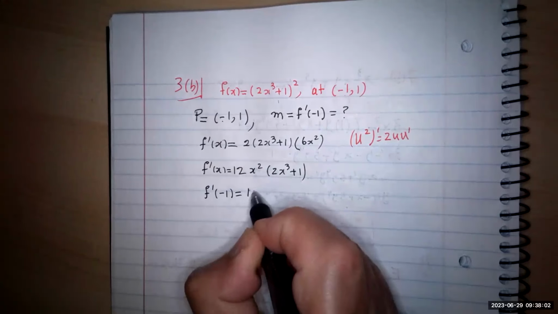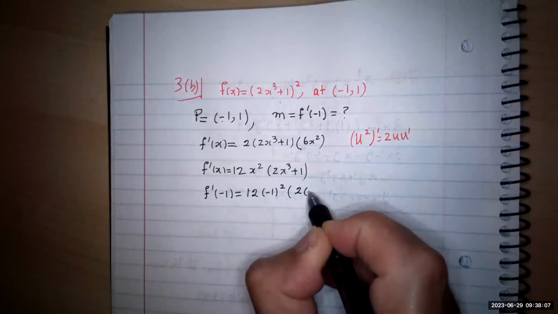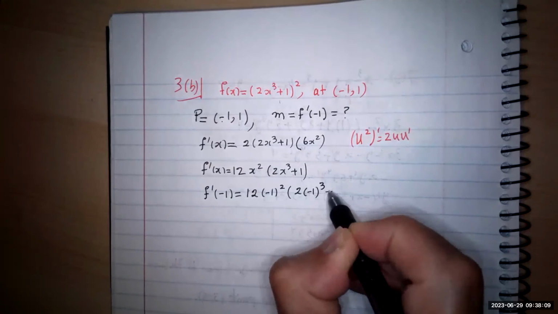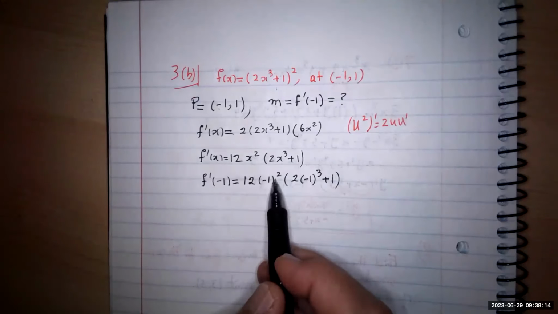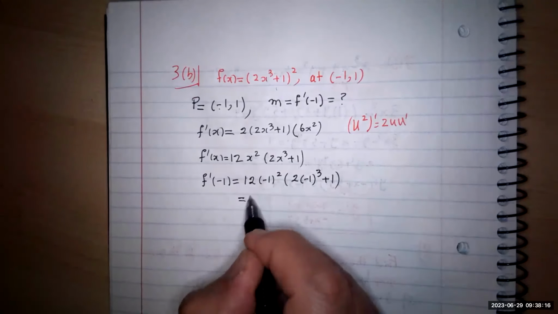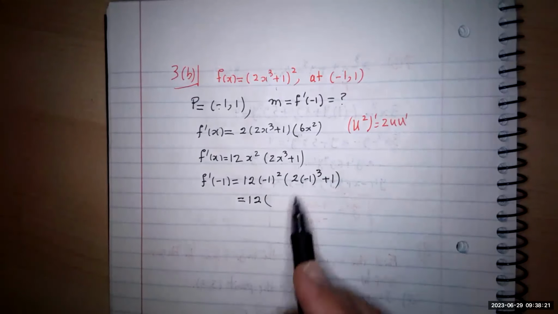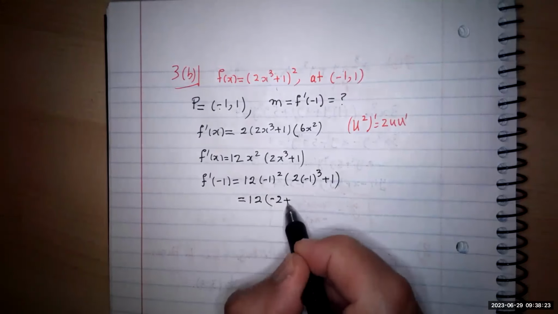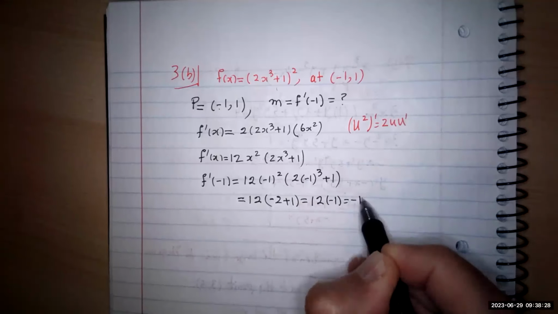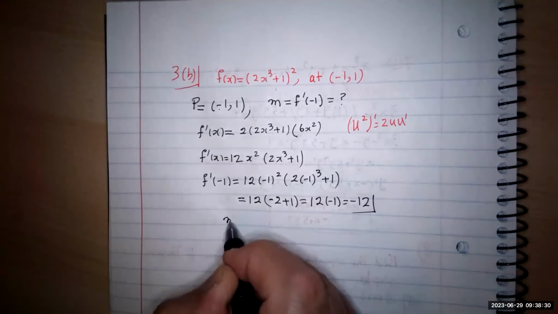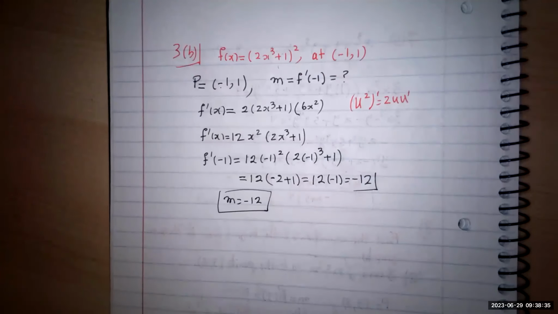-1, carefully, 12, -1 squared times 2 times -1 cubed plus 1. Powers first, and -1 squared would be +1, so that gives 12. -1 cubed would be -1, so that gives me -2 plus 1. So it's 12 times -1, which is -12. So the slope is -12. Any question?